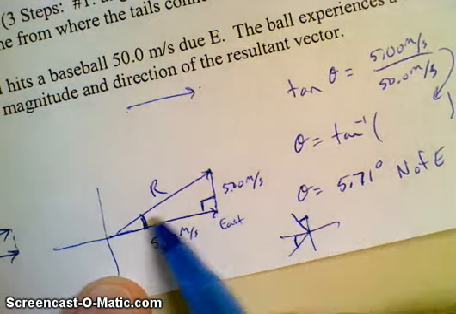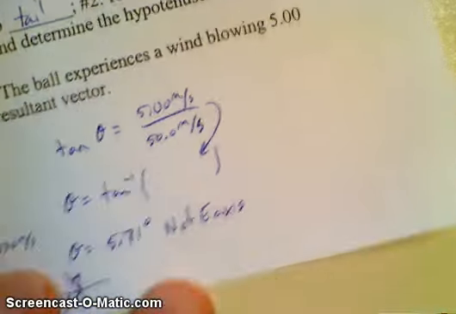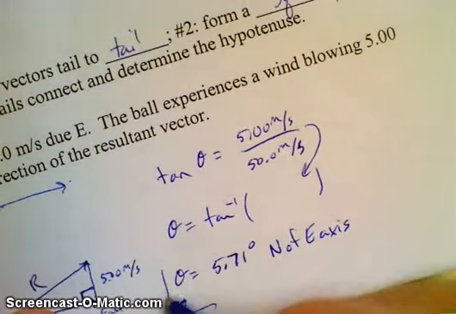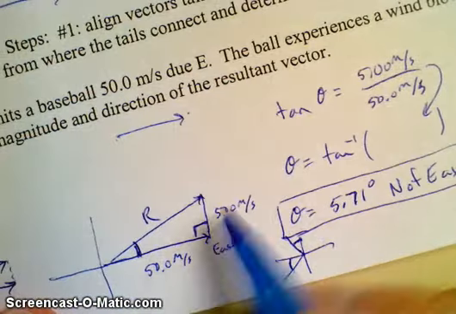Again, we are north of the east axis. If it helps you, put axis at the end of it. North of east axis. So there's the direction. How are we going to find the magnitude of it?